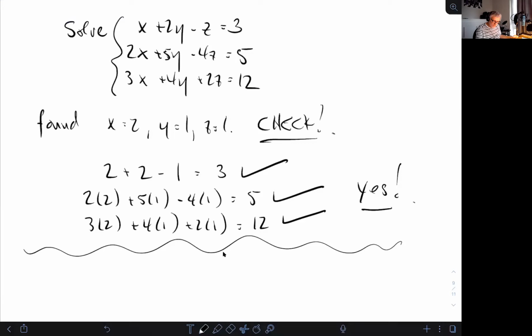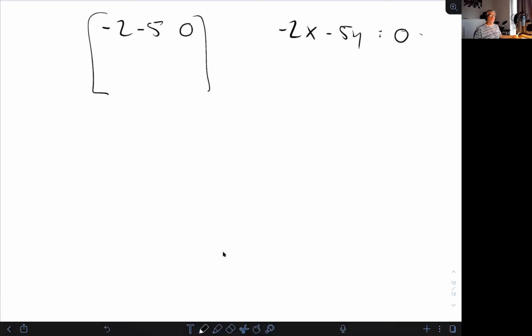I'd go for it. But just before that, I have a question. In the augmented matrix, when you have a row that is -2, -5, and 0, it basically means -2x minus 5y equals 0, isn't it? Is the row -2, 5, 0 or -2, minus 5, 0? No, -2, minus 5, 0. So it means -2x minus 5y equals 0. Yeah, that's what I did.